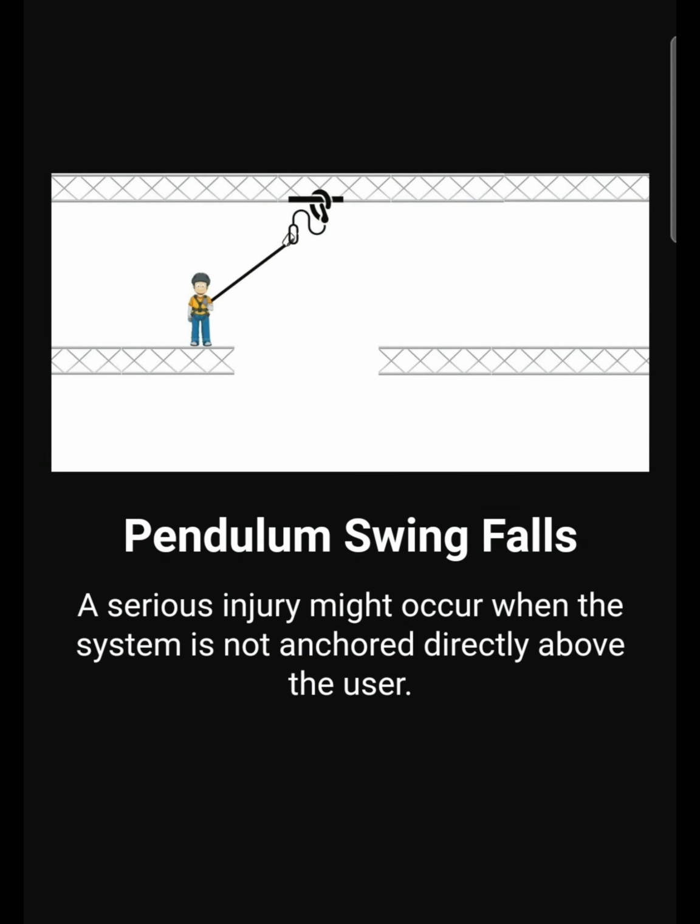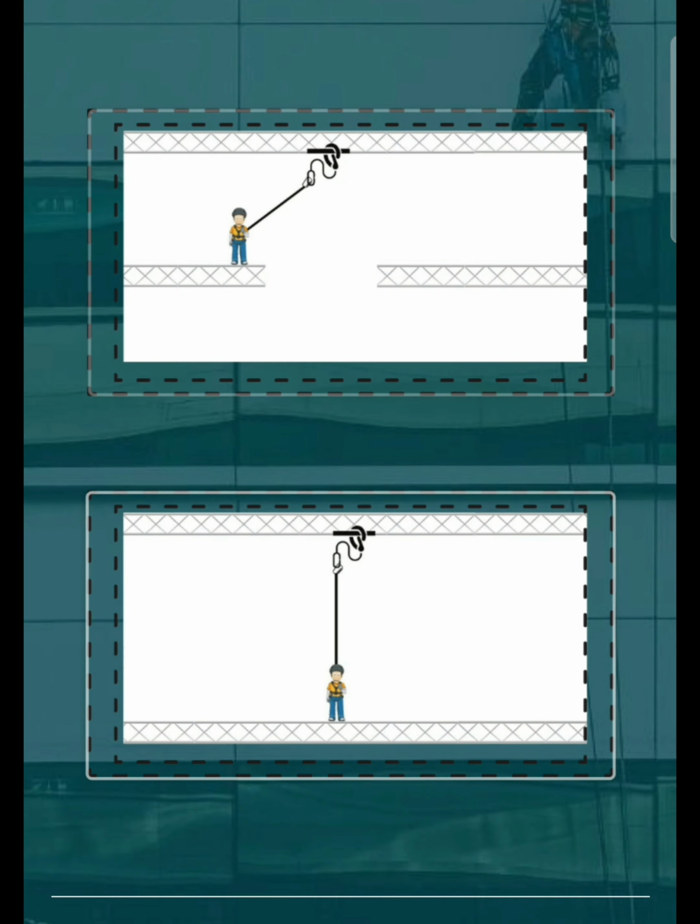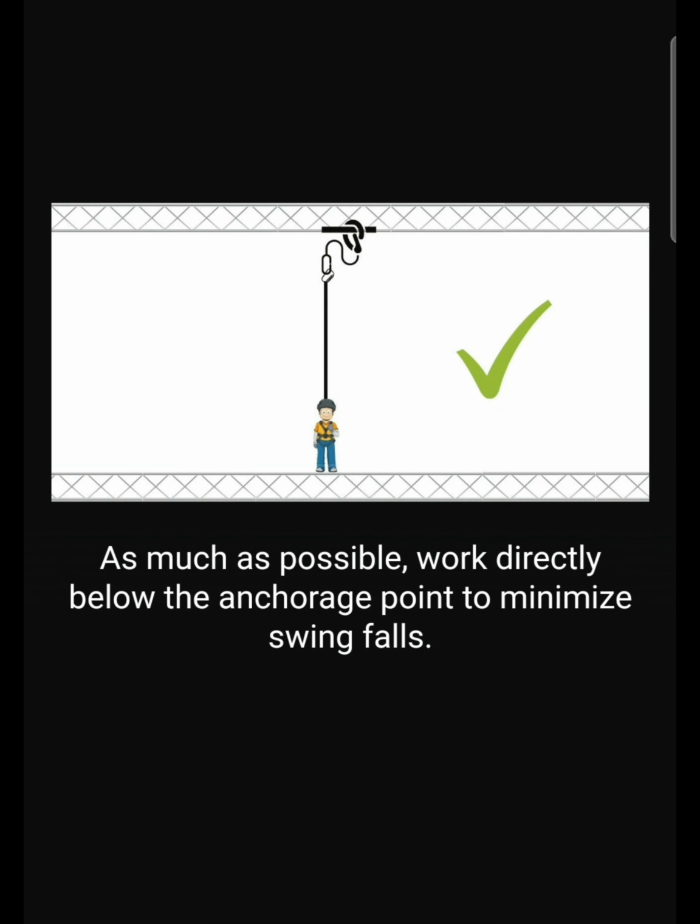Pendulum swing fall. A serious injury might occur when the system is not anchored directly above the user. As much as possible, work directly below the anchorage point to minimize swing falls.